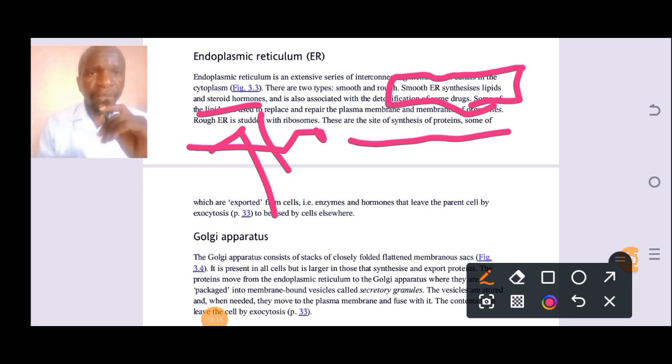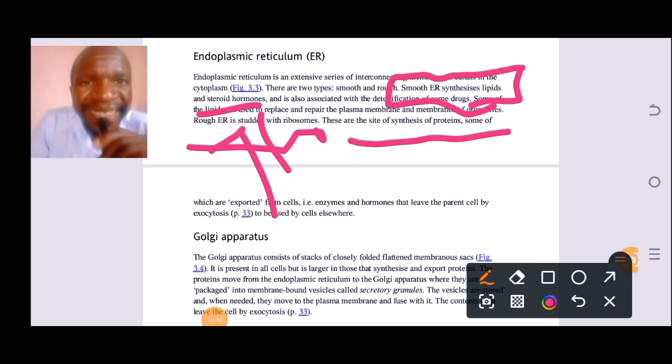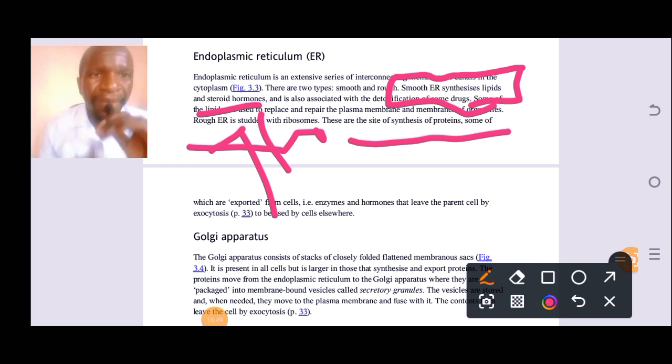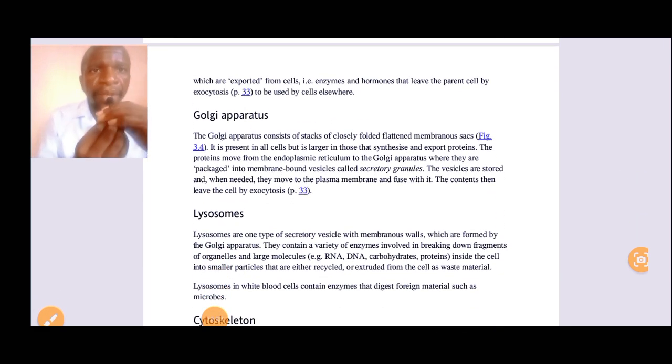So in summary, the endoplasmic reticulum is made up of smooth endoplasmic reticulum and rough endoplasmic reticulum. The function of the smooth endoplasmic reticulum is to synthesize the lipids and steroid hormones and also to detoxify drugs. Then the rough endoplasmic reticulum, since it is studded with ribosomes, its main function is protein synthesis. So we are done with the endoplasmic reticulum. Let us now proceed and look at the Golgi apparatus.